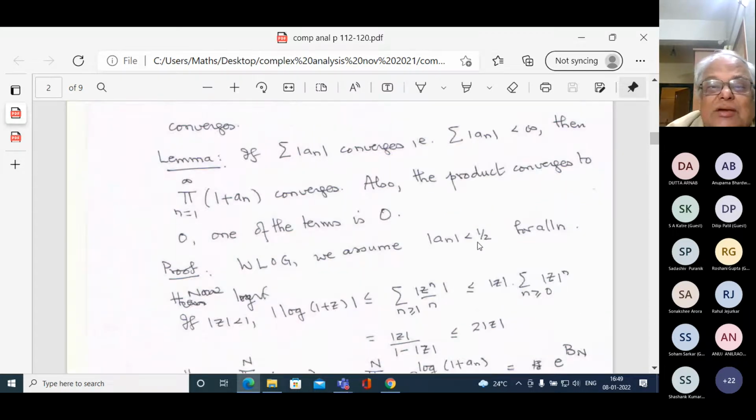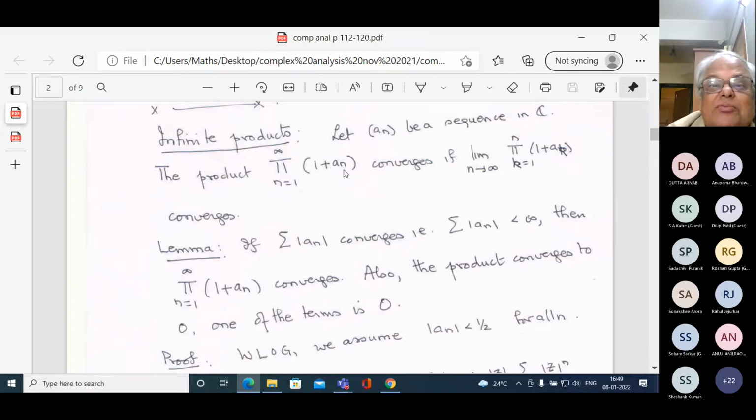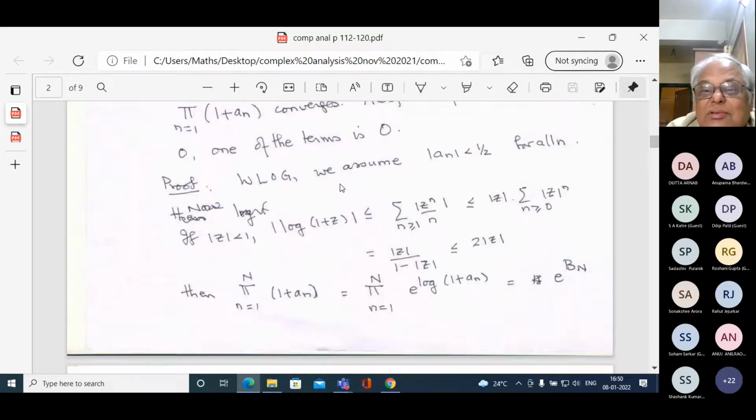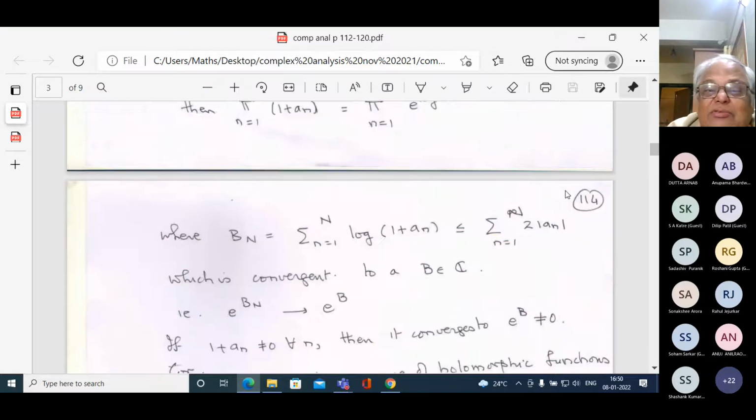So the product of 1 plus a_n converges, and what is the reason? You just look at this business about the log. We want something about this product. Hopefully we can define the log. The log of the product is the sum of the logs. And log of 1 plus x is the summation of x to the n by n times minus 1 to the n. And then if mod a_n is less than half, that sum is convergent. And it converges to the limit of the b_n's.